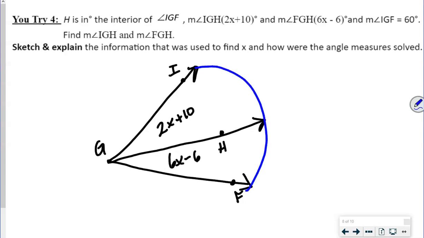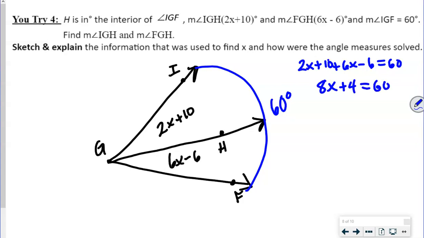So I'm going to draw across here because those two angles added together are going to have to equal 60 degrees. So that's exactly what we're going to do. We're going to add those two angles together, 2x plus 10 plus 6x minus 6, and that's going to be equal to 60. So 2x plus 6x is 8x. 10 minus 6 is 4. So we're going to subtract that 4 from both sides. So 8x is equal to 56. And then we're going to divide both sides by 8. So x is equal to 7.